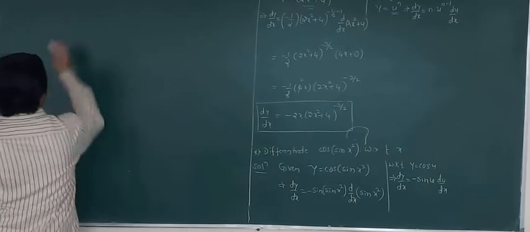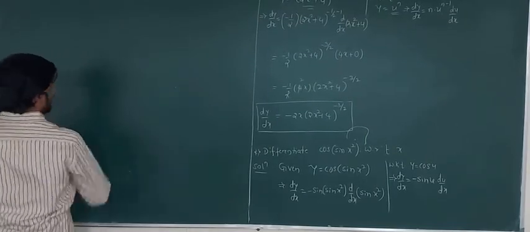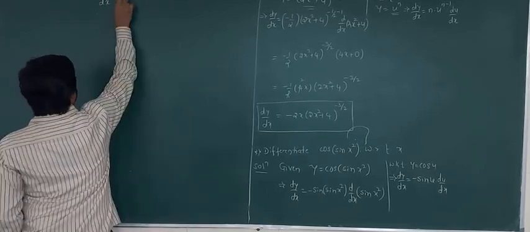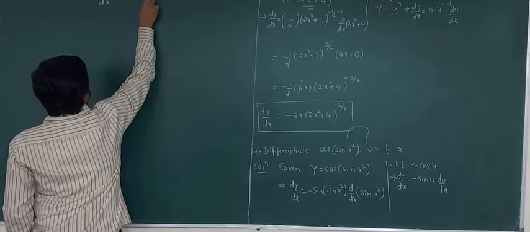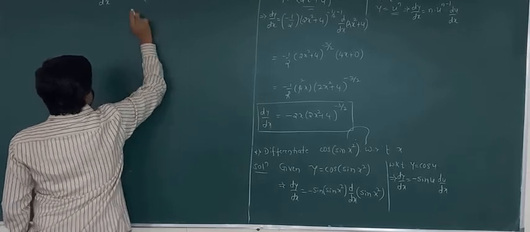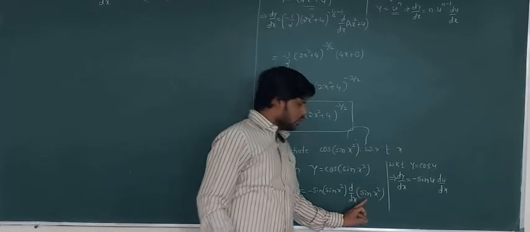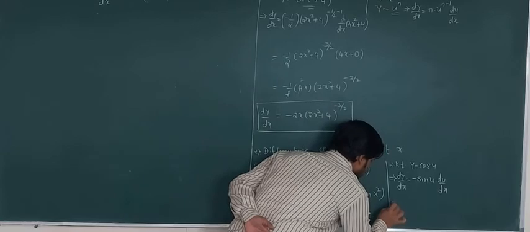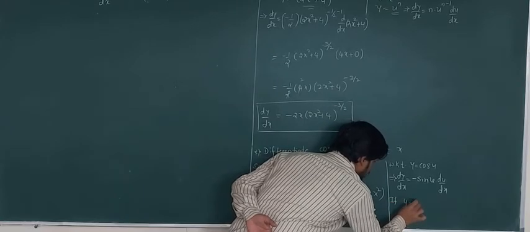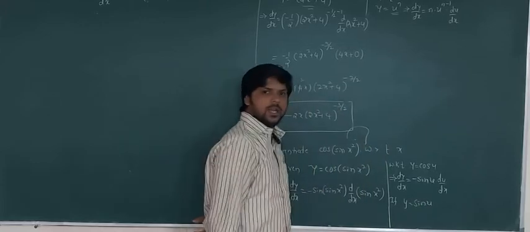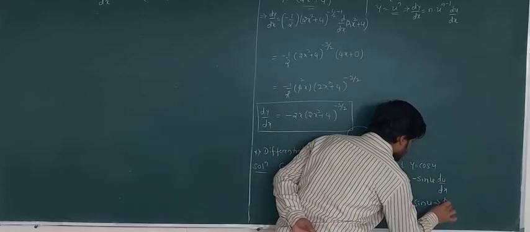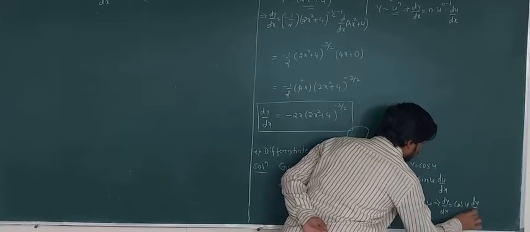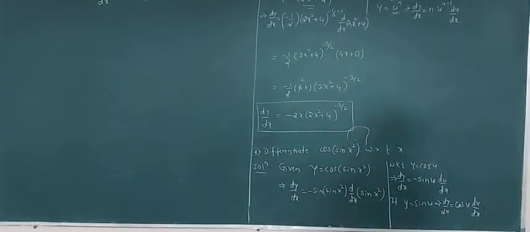So this implies dy by dx is equal to minus sin of sin x square into, again here sin u formula. Sin u formula we know that is if y equal to sin u, then differentiation of sin u is dy by dx is equal to cos u into du by dx. Note it down.